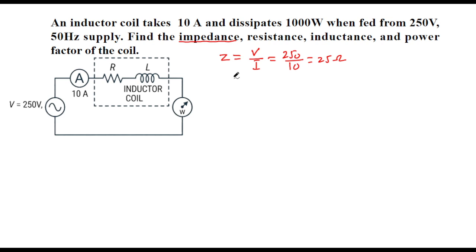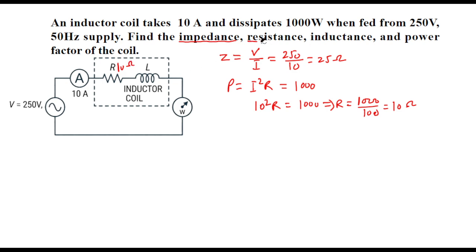The power in the circuit can be given by I squared multiplied by R, which is given as 1000 watt. So R can be calculated: 10 squared into R is equal to 1000. So R will be equal to 1000 divided by the square of 10, which is 100. So it is equal to 10 ohm. The coil has a resistance of 10 ohm.